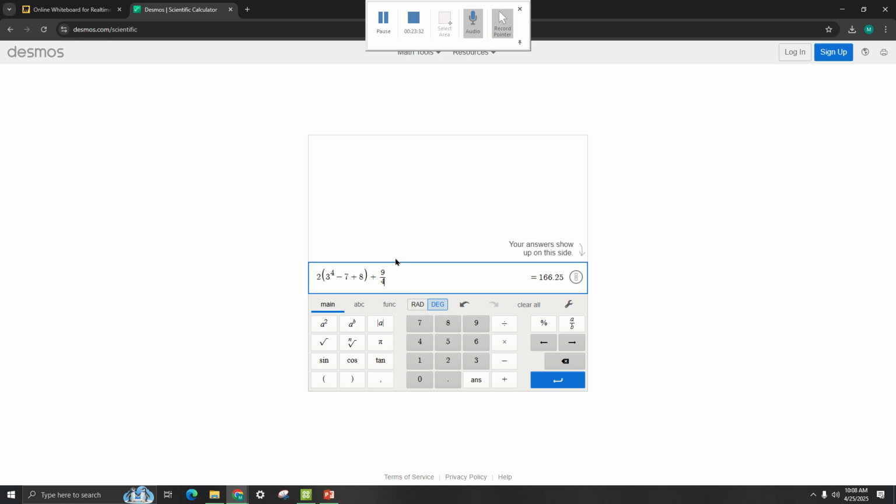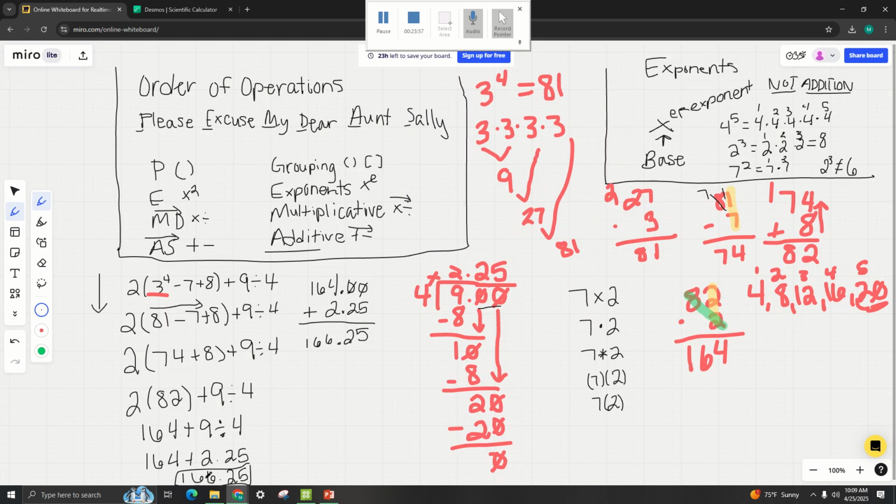So if I had more going on, let's say my problem was all of this and then I multiplied by 5 at the end, I'd have to make sure I leave the division like this and that I actually go and multiply my 5 there at the end. But that's not what we're doing. So look, we have 166.25. 166.25 here is our answer.